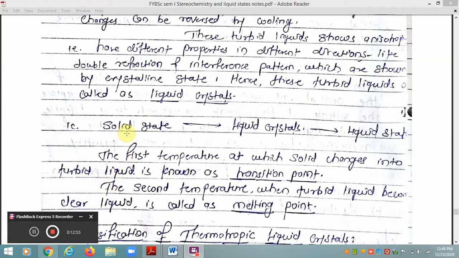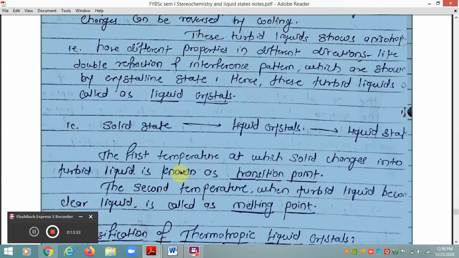Dear friends, here you can see the solid state can be converted into liquid crystal, and this liquid crystal can be converted later on into clear liquid, that we call the liquid state. This turbid liquid state is called the liquid crystal, and if we decrease the temperature of the liquid state, it will be converted to turbid liquid, that we call the liquid crystal, and again decreasing the temperature, this liquid crystal will be converted into the solid state. So here you can say that the liquid crystal is the intermediate stage between the solid state and the liquid state. So this is very important to define the liquid crystal.